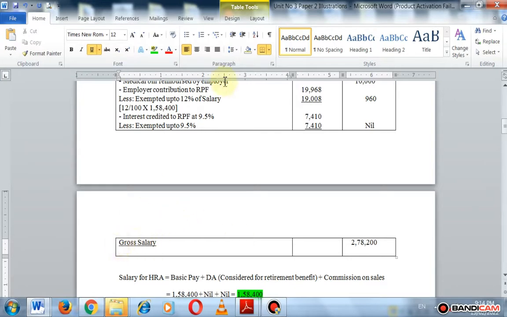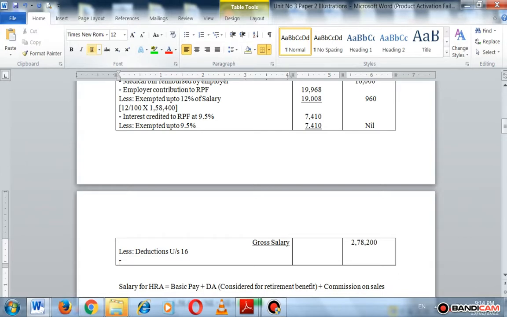Then we get the deductions. Here we have found the gross salary, that is 278,200. Now we deduct, less deductions under section 16. First, standard deduction, subsection 16(ia), that is 50,000.